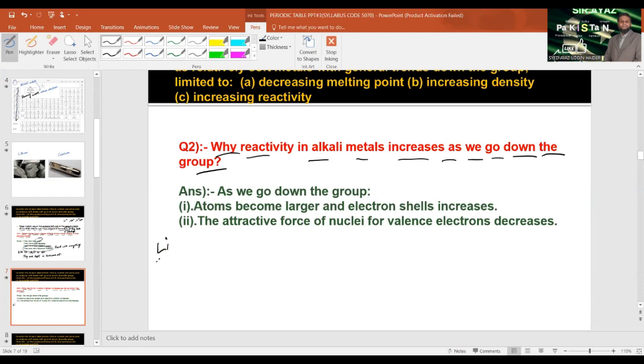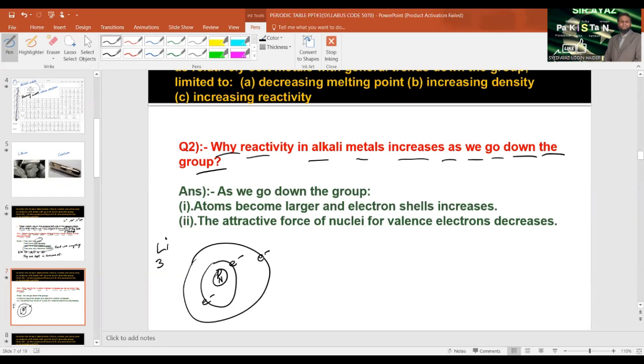The proton number of lithium is 3, which means it has 3 protons and 3 electrons. So this will be the nucleus of lithium. We have protons and neutrons. We have 3 electrons. So in the first shell, there will be 2 electrons, 1, 2. And in the second shell, it will be 1 electron.